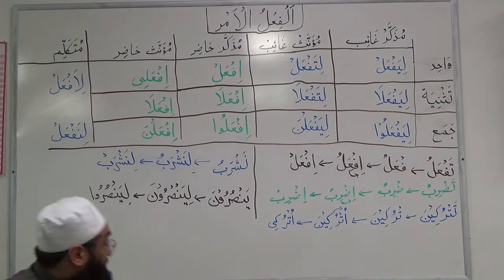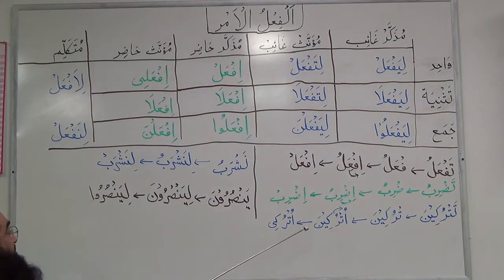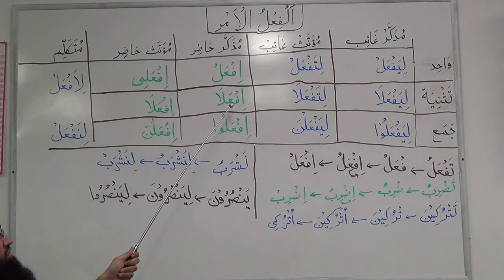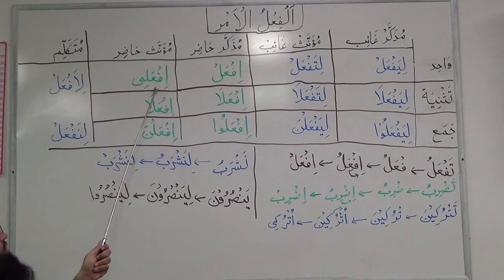Alright, I'm going to just go through all these examples. Okay, so these were the examples of mudhakkar hadir and muannas hadir. So if'al, you one man do. If'ala, you two men do it. If'alu, all you men do it. If'ali, you one woman do it. If'ala, you two women do it. And if'alna, all you women do it.